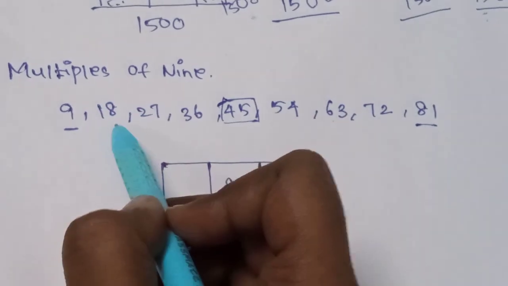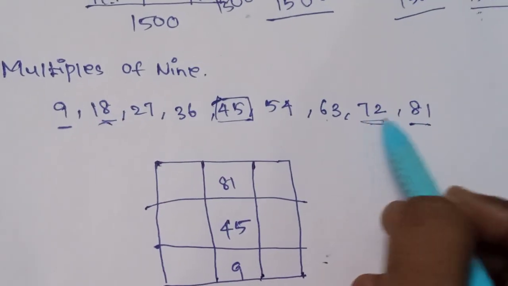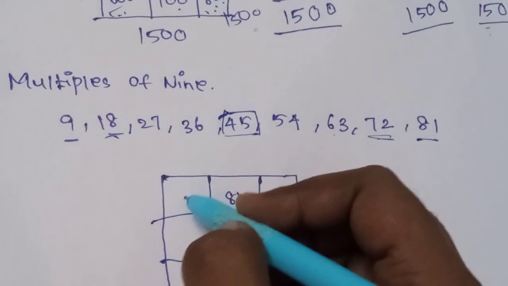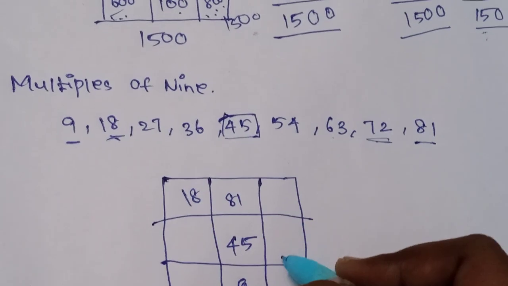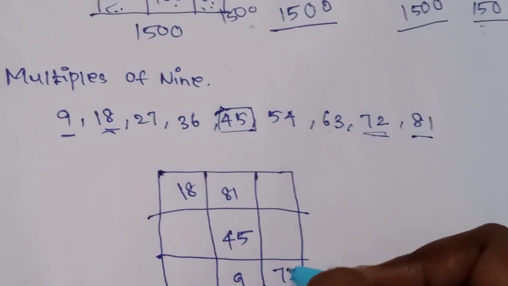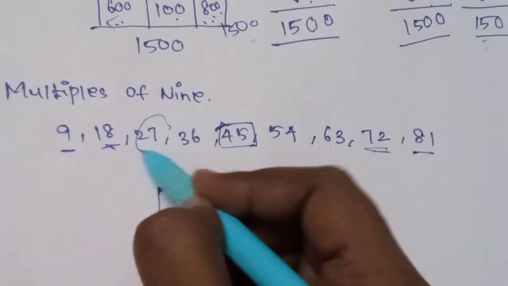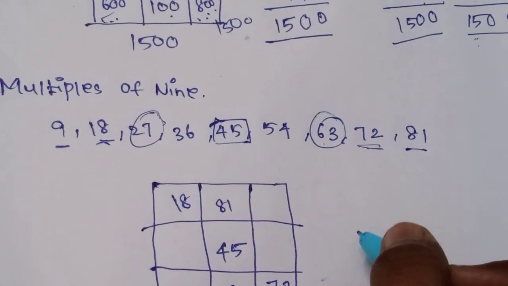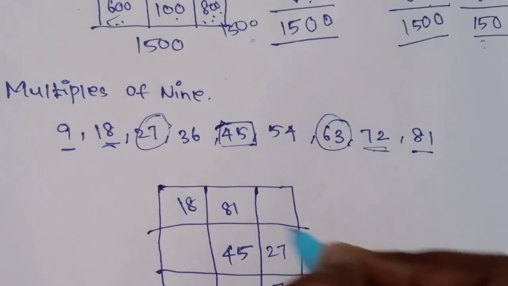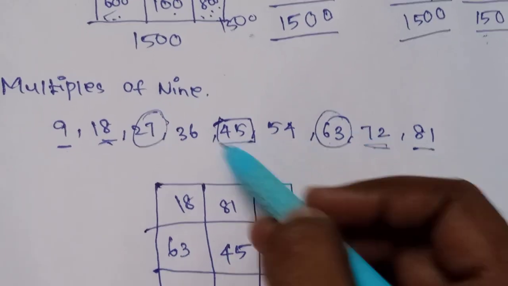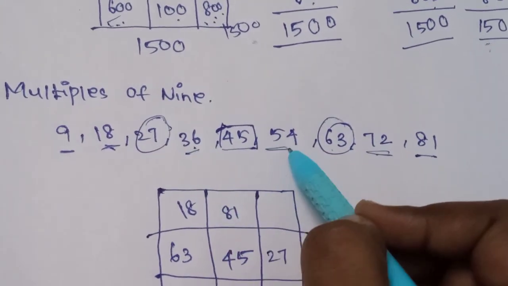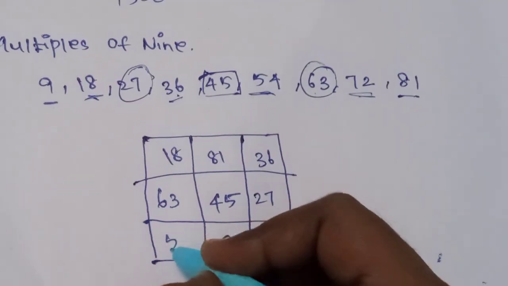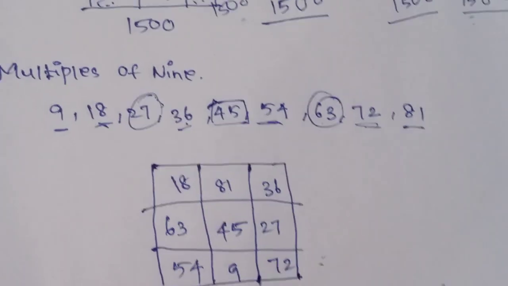Next take the second number from the first and the second number from the last. So 18 and 72. Write 18 in the diagonal and 72 in the other side of the diagonal. Then take 27 and 63. So write 27 this side and 63 this side. Next take 36 and 54, the last numbers. So write 36 here and 54 in the diagonal.